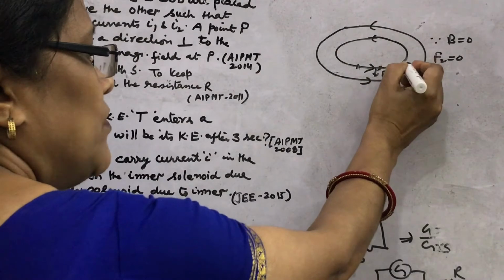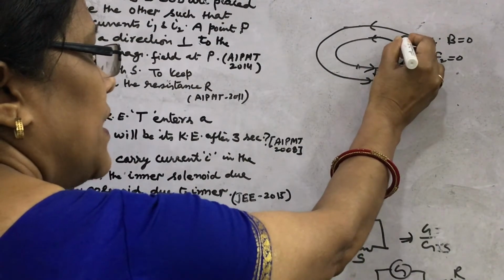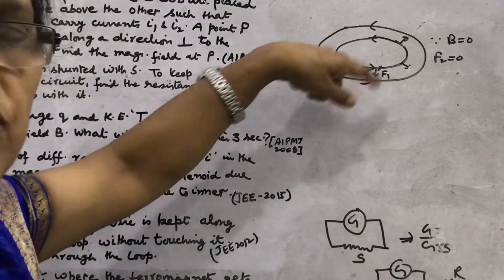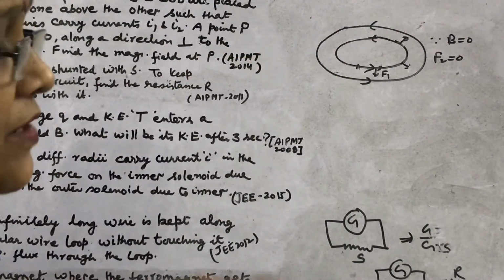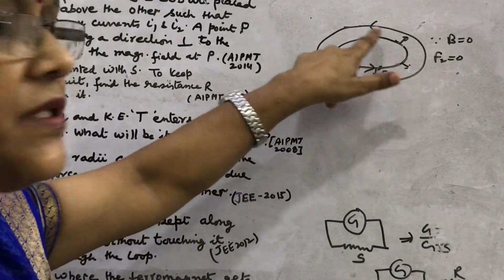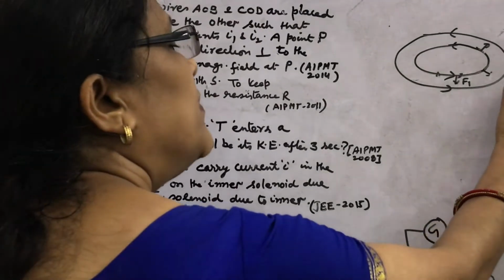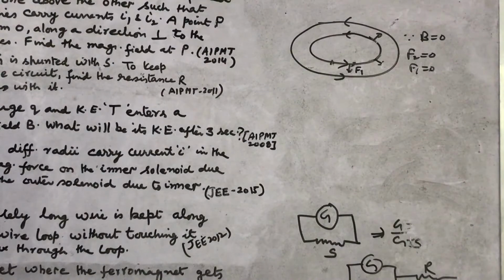At this point what will be the force? This will be F1. At this point what will be the force? This will be F1. That is, at each and every point of the inner one, the force will be radially outward. How can you find it? Using Fleming's left hand rule. So what will be the net force on the inner one? That will also be 0. So F1 will also be 0. So find F1 and F2, as written in the question. What is that? 0.